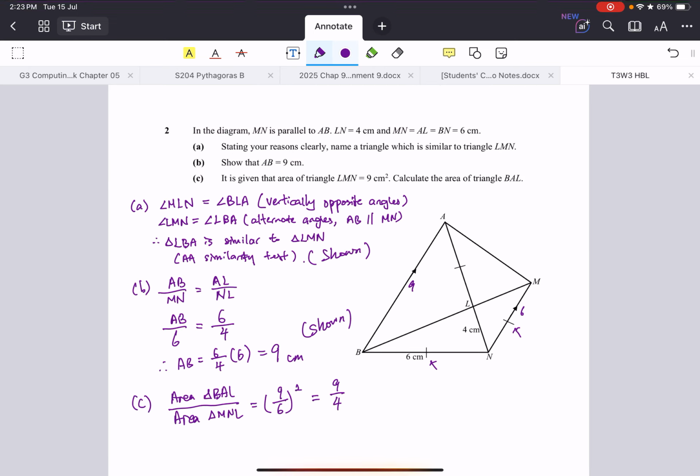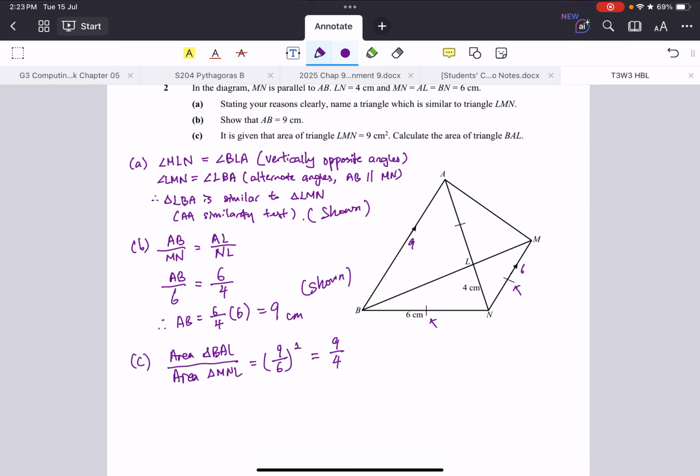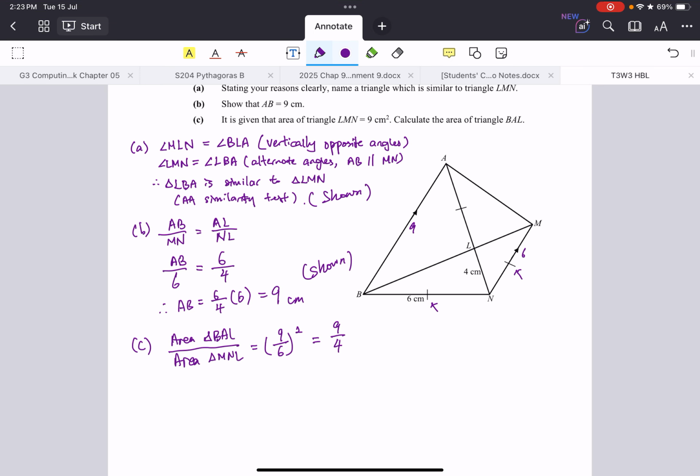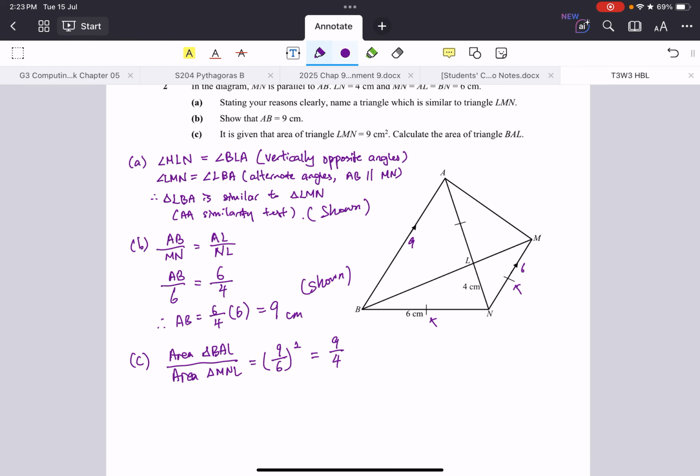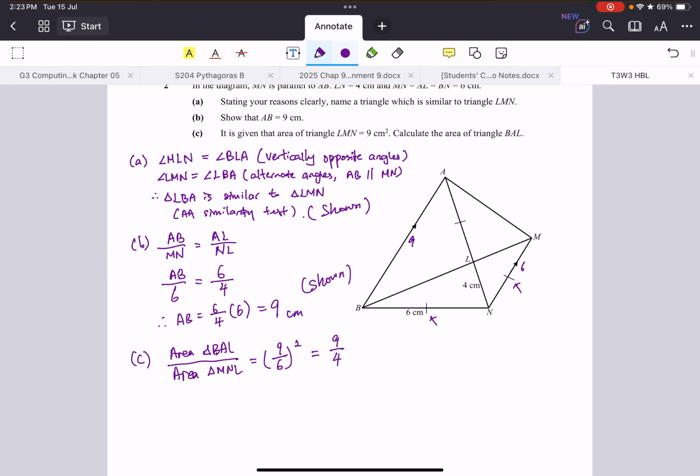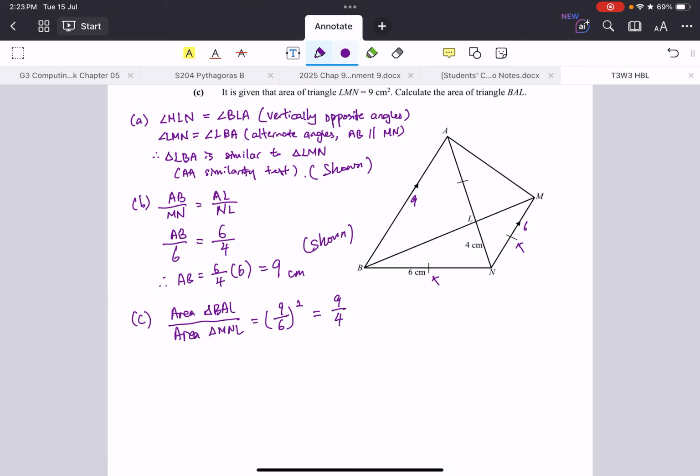Then we will try and find it. Area of BAL, right? So area of BAL. Now, do we know the area? Now, LMN is actually the same as MNL, correct? Which is actually 9 units.